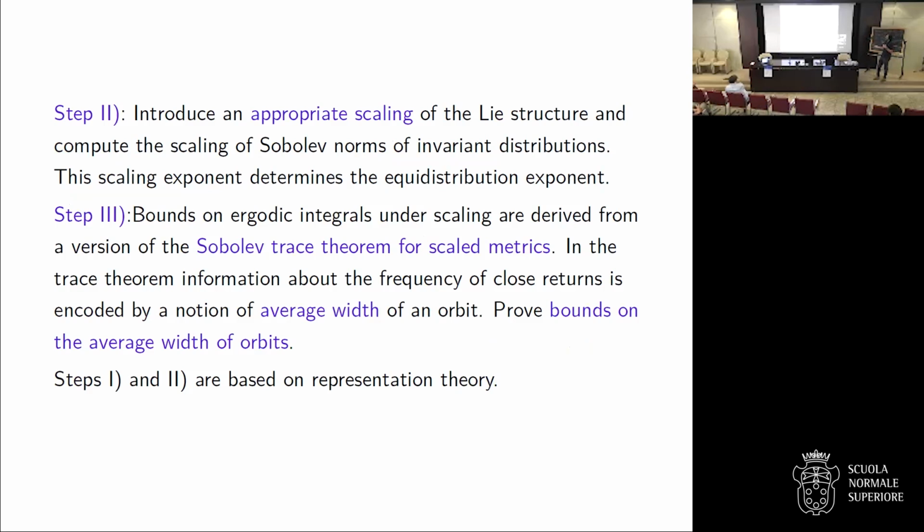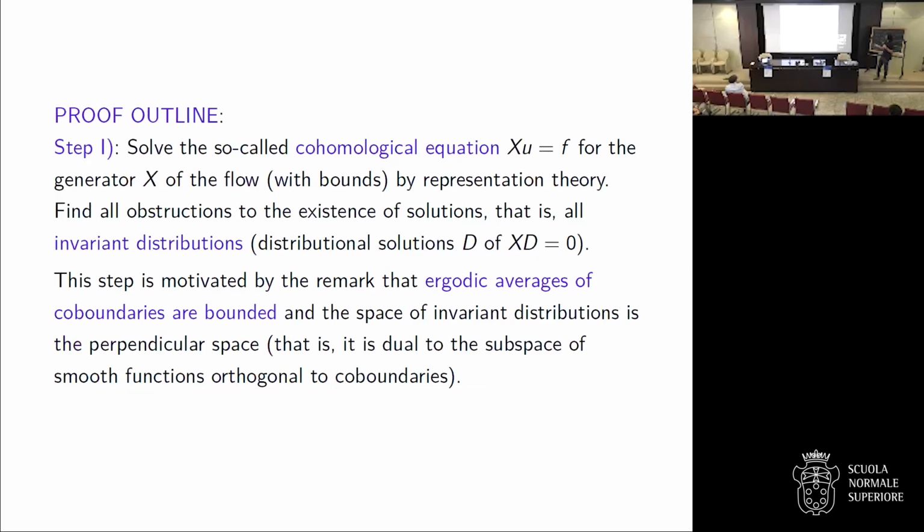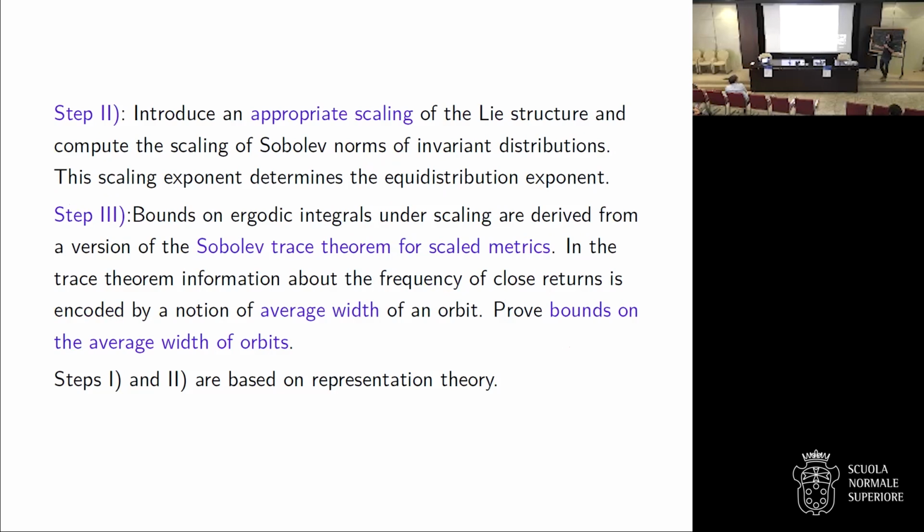And then there is a very frequent issue that arises naturally. Why? Because we want the transfer function u to be bounded. So we want C0 bounds or L infinity bounds. But the theory of unitary representations is an L2 theory. So we have L2 estimates, and we want to go from L2 estimates to C0 estimates. So here there is some kind of Sobolev trace theorem, and we have to do it for the scaled metrics.